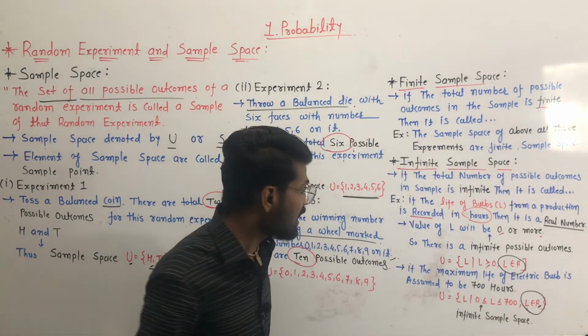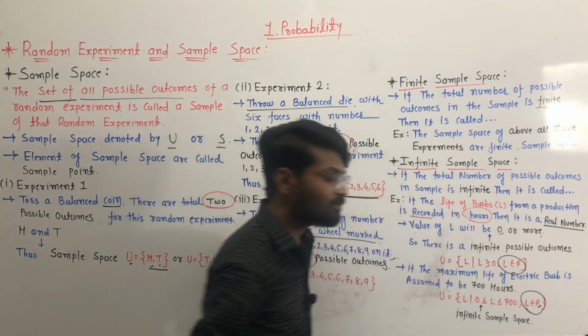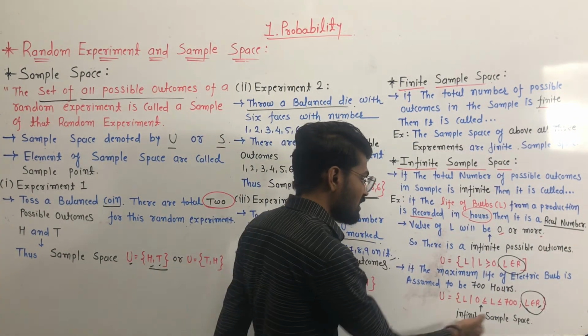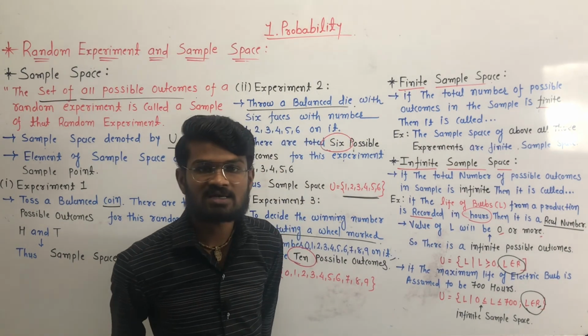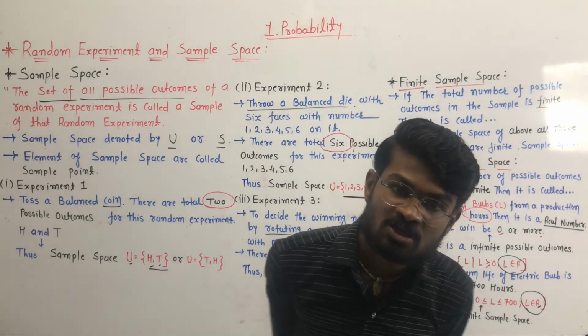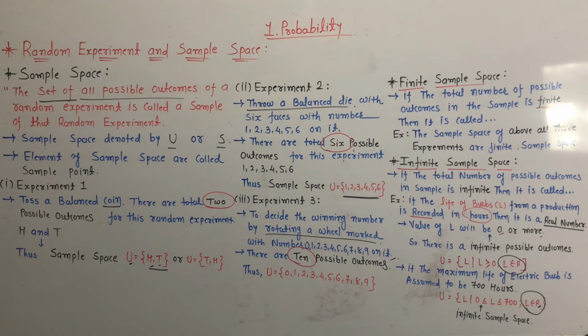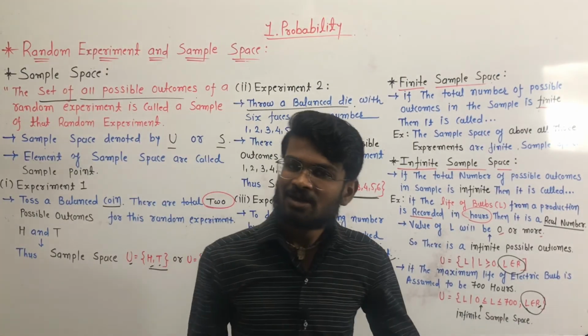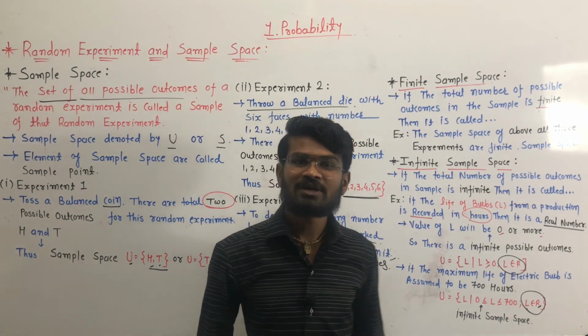L belongs to R. The life of the bulb is a real number. So it is also called an infinite sample space. Infinite sample space. Okay, write it down. Okay, keep practicing and we will meet you in the next lecture.